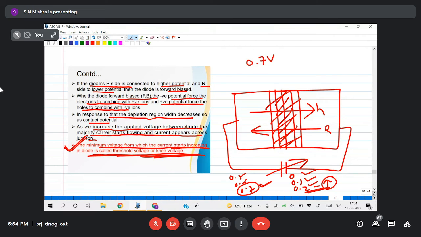Different books have different names, so everything you should remember: threshold voltage, knee voltage, cut-in voltage, minimum voltage, turn-on voltage. Different names are there, but all conclude to the same point.